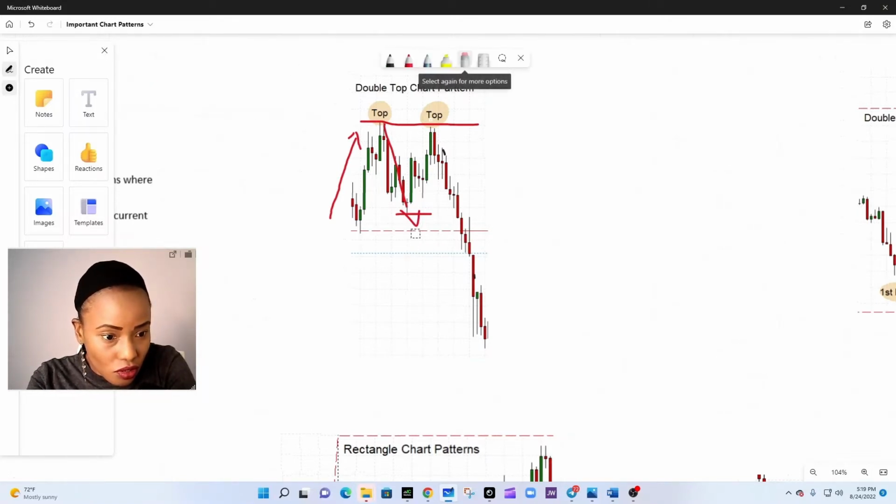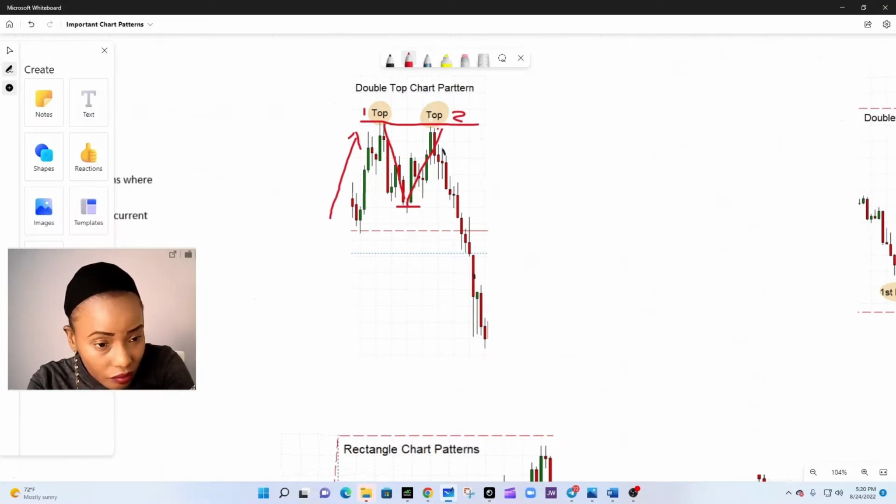Let me show you something. So the price came, formed a neckline, and then price tried to hit that peak again. When price tried to hit the peak again, it did not go beyond that level. Price did not take out the initial peak. Therefore, this is called the first top and this will be the second top. Or this is the first peak, price bounced back, formed a neckline, then tried to hit that level again, bounced off and formed a second peak.